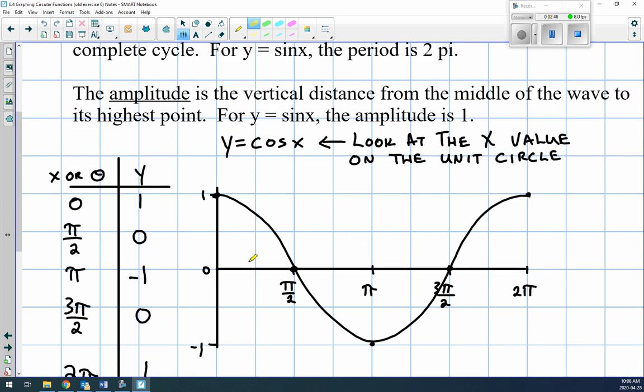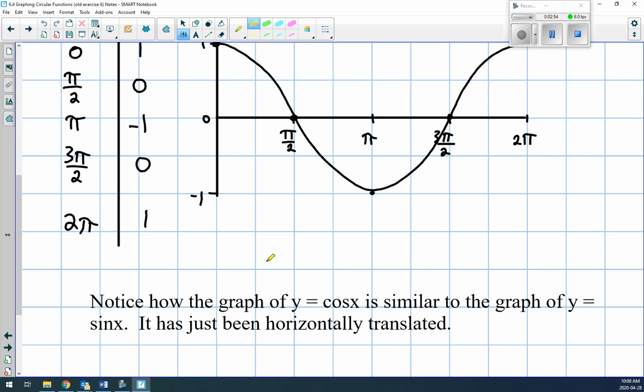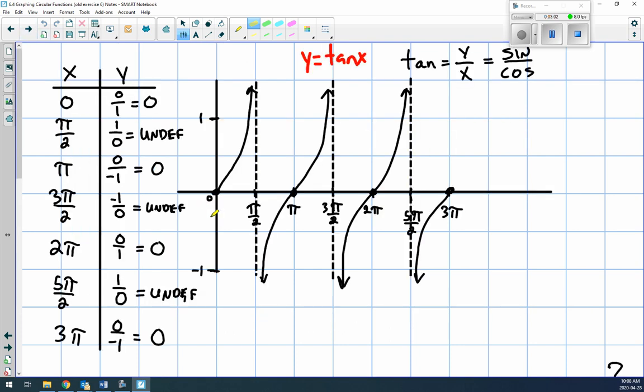We're going to start moving it left and right, up and down, compressing it vertically and horizontally. So again, notice how the graph of cosine is similar to the graph of sine. It's just been horizontally translated. Now, tangent. You won't see a lot of tangent, but we're going to cover it anyways. You'll see it's very unique looking.